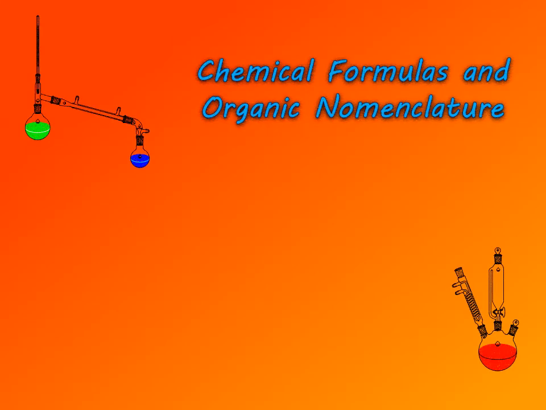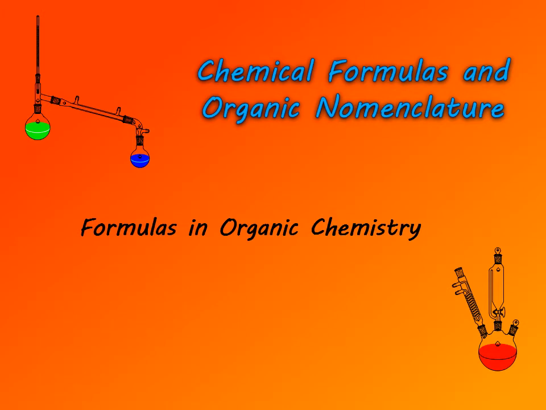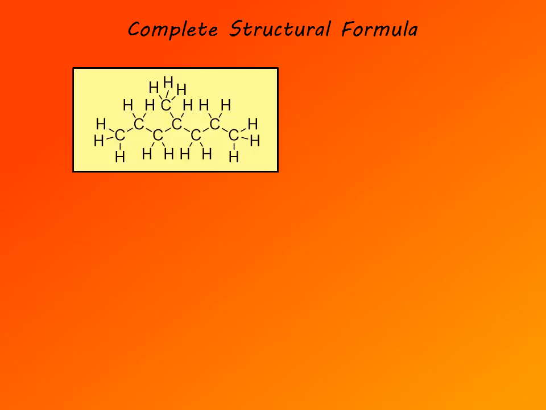In this video, we are going to review different types of chemical formulas that are commonly used in organic chemistry. First type of formulas we are going to look at are complete structural formulas. A complete structural formula, as this one, represents all the atoms and all the bonds in the molecule.